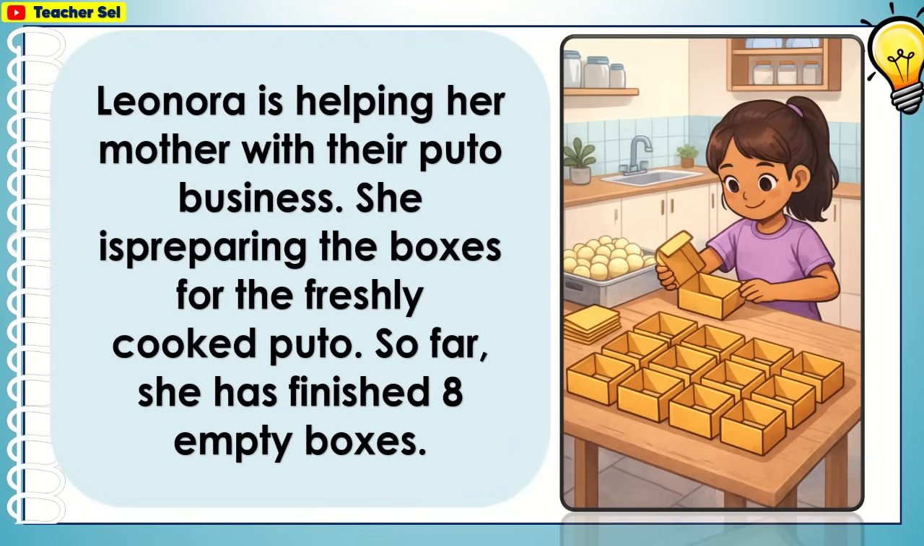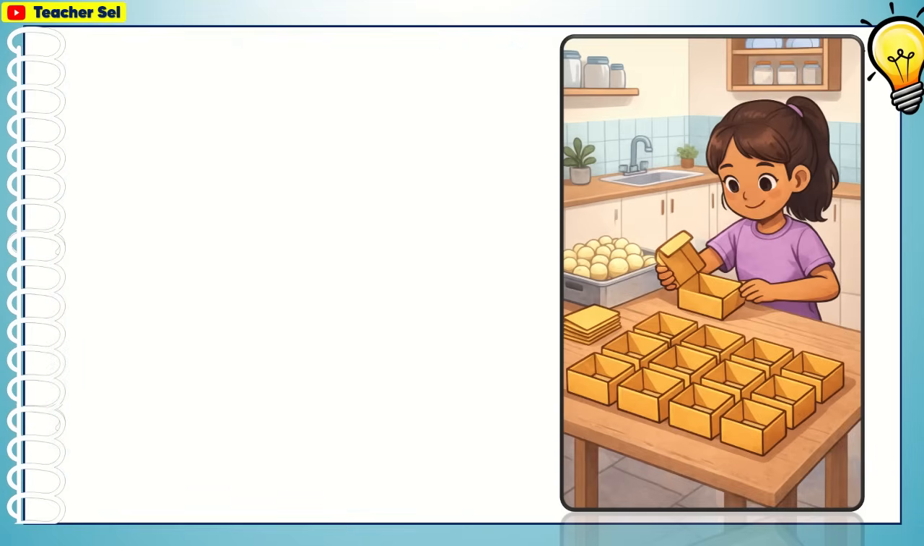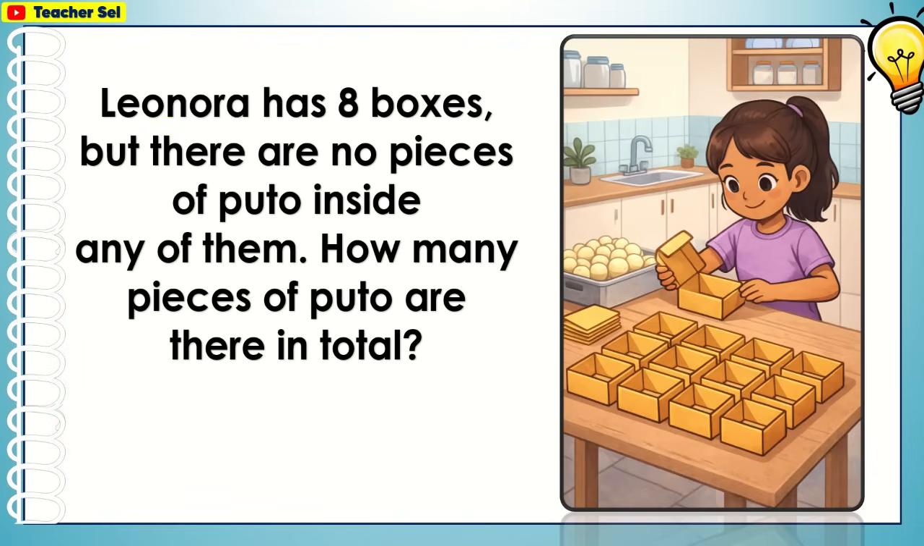Leonora is helping her mother with their puto business. She is preparing the boxes for the freshly cooked puto. So far, she has finished 8 empty boxes. Leonora has 8 boxes, but there are no pieces of puto inside any of them. How many pieces of puto are there in total?